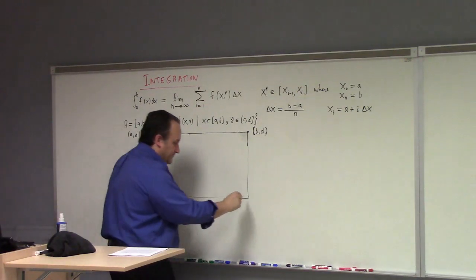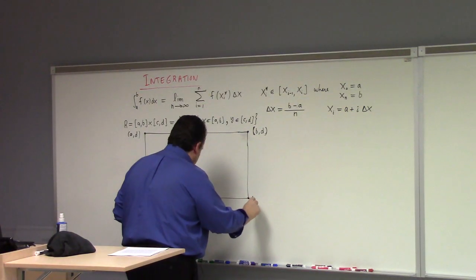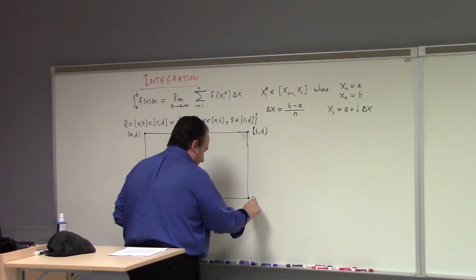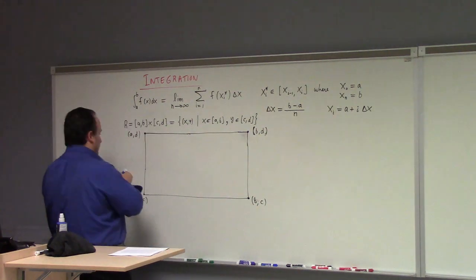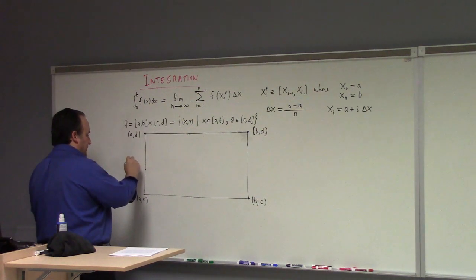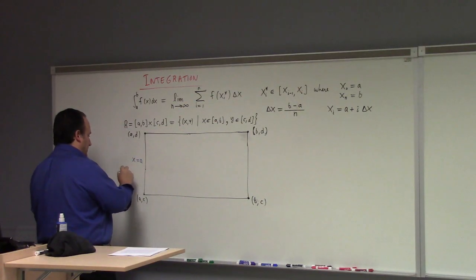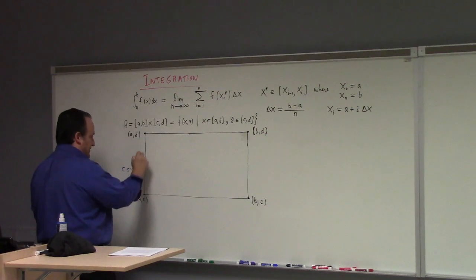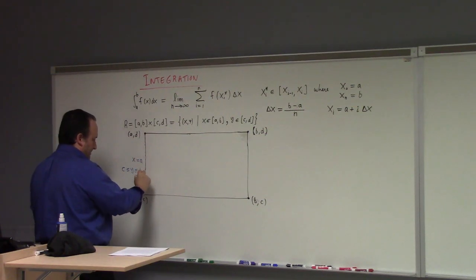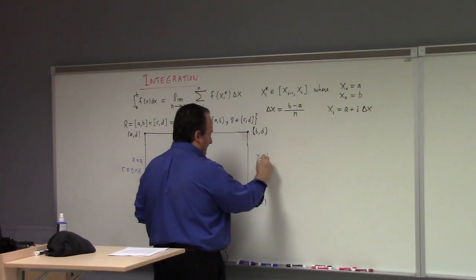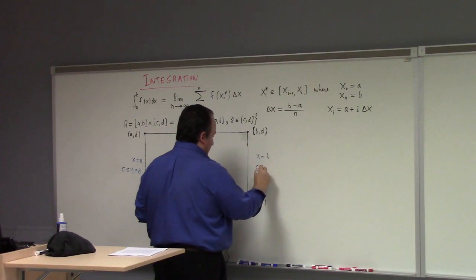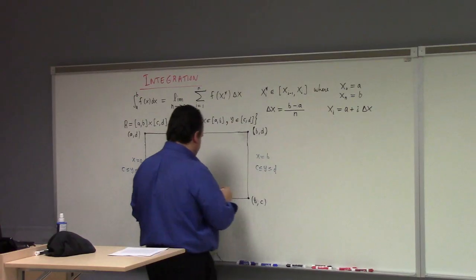This guy over here would be (b, c), right? So just to further emphasize what's going on here, this line over here is x equals a, for c less than or equal to y less than or equal to d, that's this line, right? And over here you've got x equals b for, again, c less than or equal to y less than or equal to d.